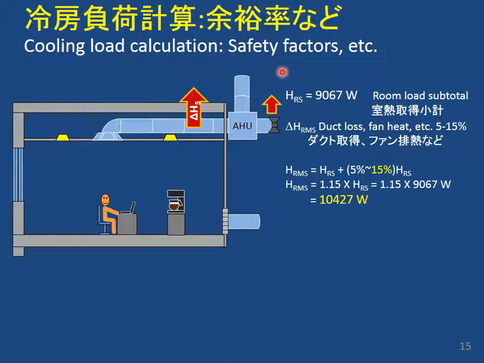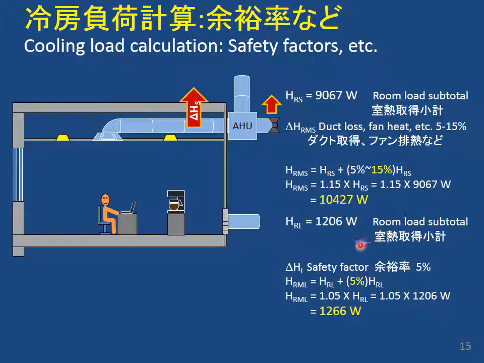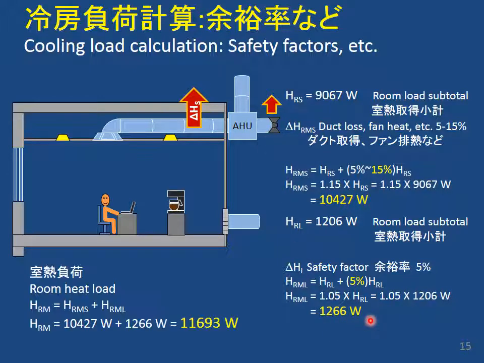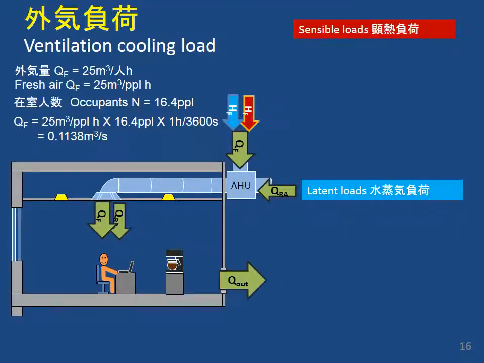So, for a safety factor or accounting for heat from the fans and the ventilation system or loss from the ducts, for the room sensible heat load, we say it's maybe 5 to 15% of this. So for this problem, let's say it's 15%, a big safety factor. So the load we need is 10,427 watts. And then for the latent heat, we calculated this from all our loads in the room, and for a safety factor we'll do 5%, partly because the fan does not make latent heat, it's just hot, it doesn't make water vapor. So that's 1266. So with these extra safety factors, the room load and the air conditioning system, we need 11,693 watts. But we're not finished.